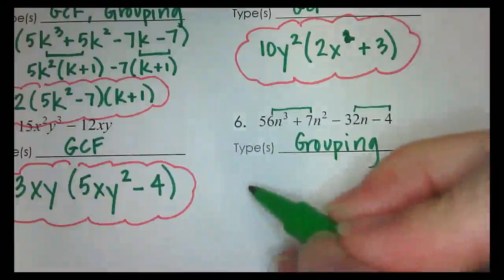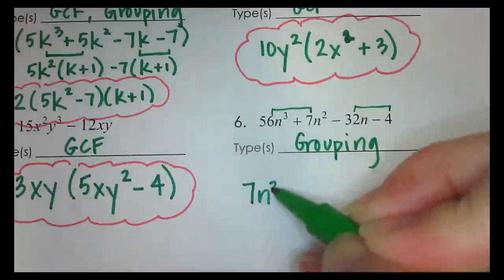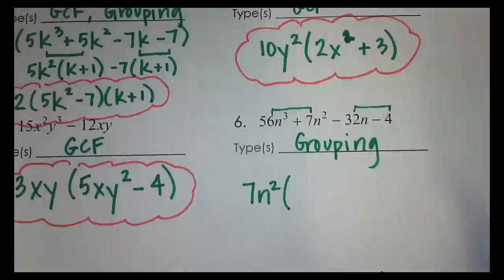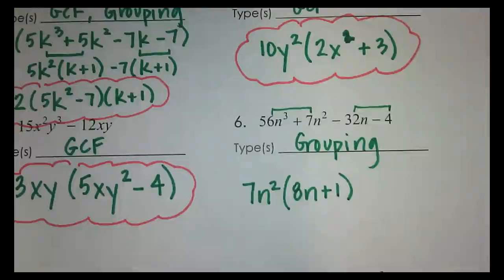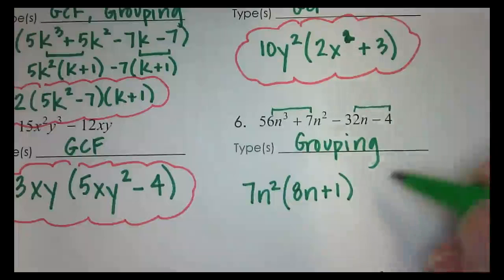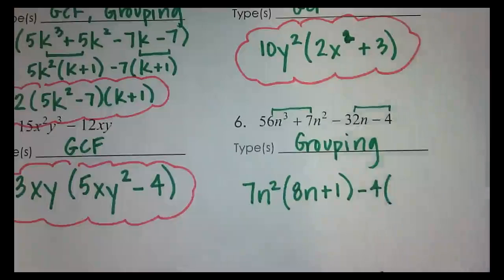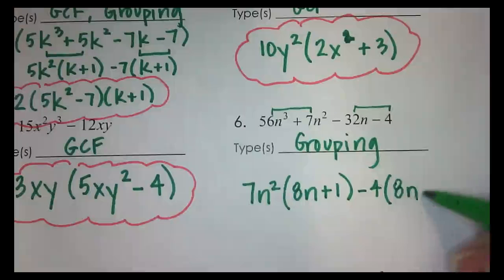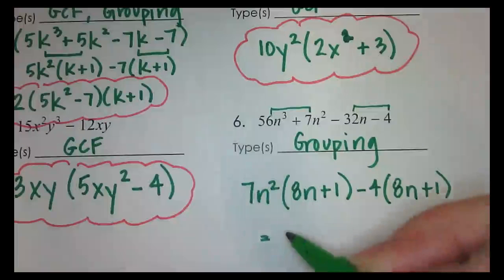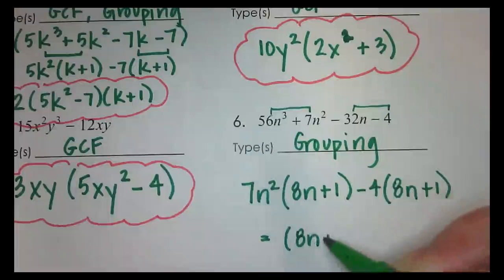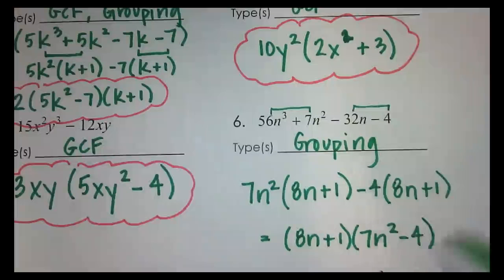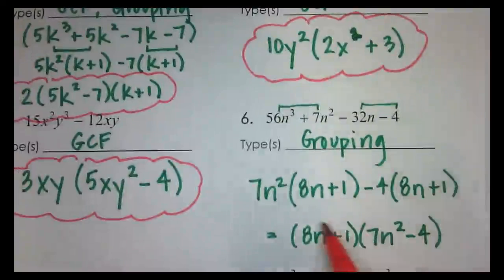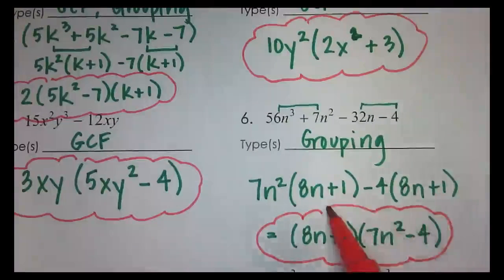So out of the first group, I'm seeing 7n squared in common, which would leave 8n plus 1. Out of the second group, I'm seeing a negative 4 in common, which would leave 8n plus 1. And now I know that one of my parentheses is 8n plus 1. The other one is 7n squared minus 4. And that's it. So that one was grouping.